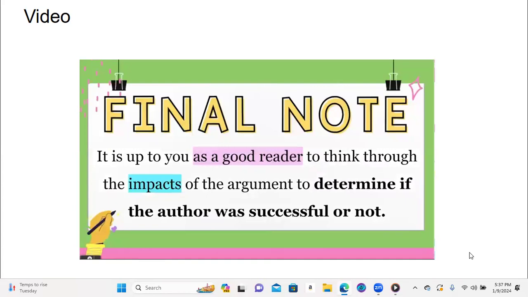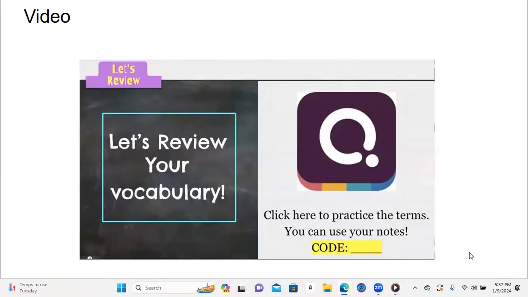So one final note, it is up to you as a good reader to think through the impacts of the arguments to determine if the author was successful or not. Look at their claim, look at the evidence, look at the rebuttal, and then decide, were they successful? Not do you agree with them, but were they successful in outlining their argument?